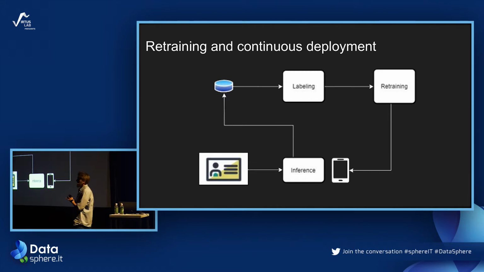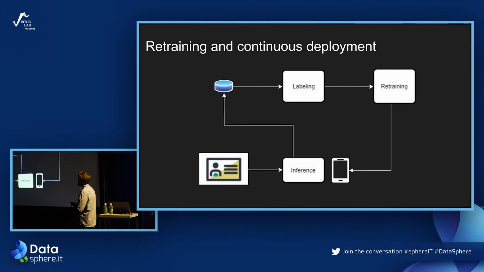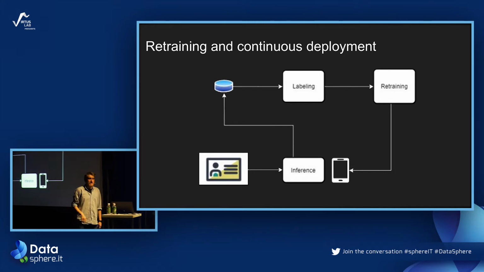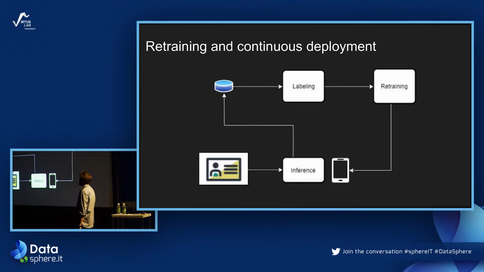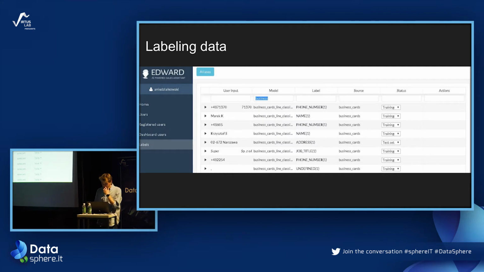Okay. How do we deploy it? So it's a bit similar to the diagrams before. We feed the phone with photos of the business cards. The results, or the predictions, are sent to the database. Then we have a labeling phase, which right now, unfortunately, is done by hand. This labeling triggers retraining of the model, and the model is sent to the phone. This is how the labeling data looks.